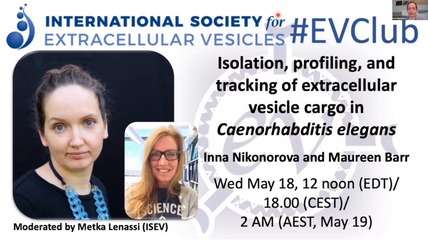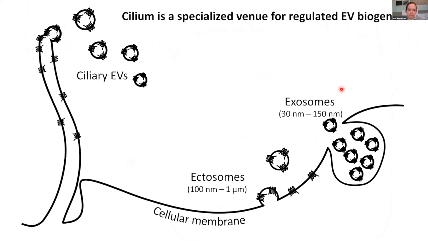So thank you so much for inviting us to this series of wonderful EV clubs. Today I'm going to talk about how we use C. elegans to understand fundamental biology of a human. I'm going to start with this slide that shows three types of EV biogenesis mechanisms. And today I'm going to focus my talk specifically on ciliary EV biogenesis.